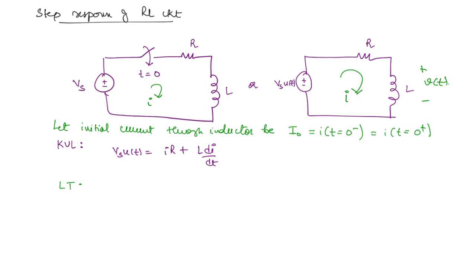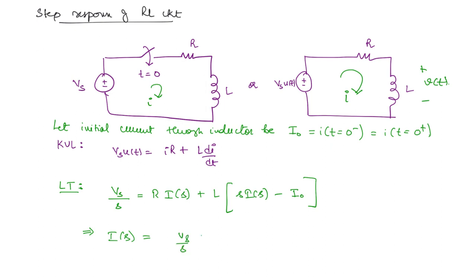Now here if you apply the Laplace transform, what you are going to get, Vs by S is equal to R times I of S plus L into S I of S minus the initial value of current, which is I naught. Okay. So from here you are going to get I of S is equal to Vs by S plus L I naught divided by R plus SL. If you apply the partial fraction, then you are going to get, finally, I am writing, Vs by SR plus I naught by S plus R by L minus Vs by R into S plus R by L.